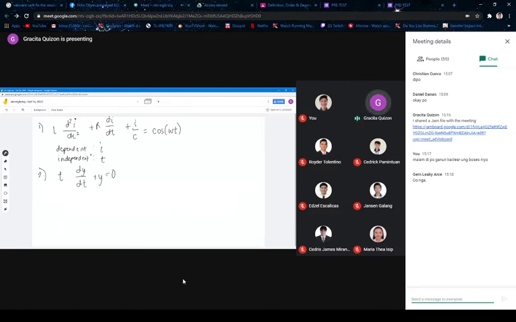So, second example, t times the first derivative of y with respect to t plus y is equal to 0. Ano yung dependent variable natin? Y po. So, dependent is y and independent is t. Okay.